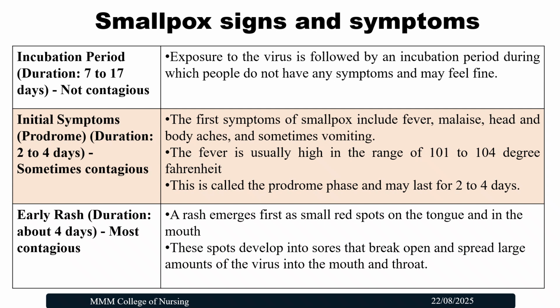The third phase is the early rash. The duration is about 4 days, and it is the most contagious. A rash emerges first as small red spots on the tongue and in the mouth. These spots develop into sores that break open and spread a large amount of the virus into the mouth and throat.